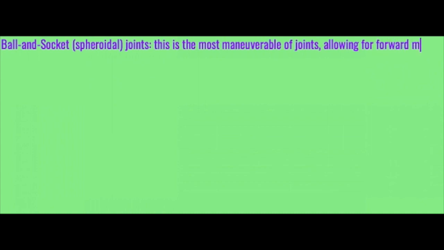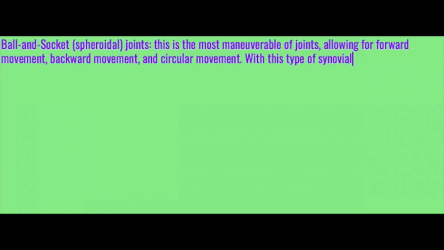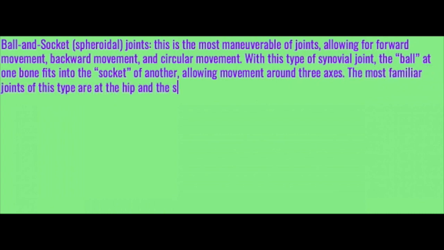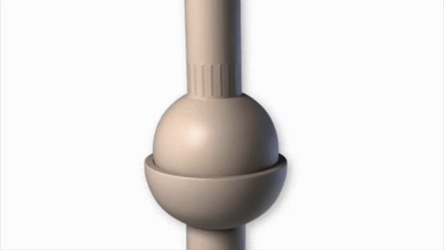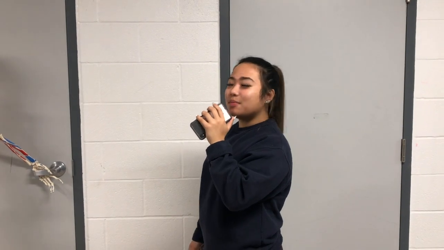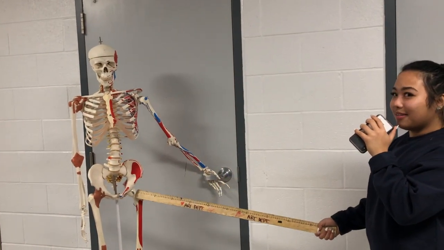Ball and socket, spheroidal joints. This is the most maneuverable of joints, allowing for forward movement, backward movement, and circular movement. With this type of synovial joint, the ball of one bone fits into the socket of another, allowing movement around three axes. The most familiar joints of this type are at the hip and the shoulder. Examples of ball and socket joints would be the shoulder and the hip.